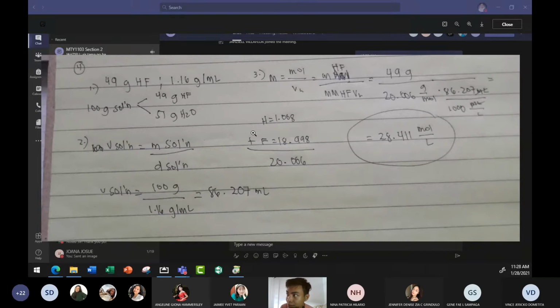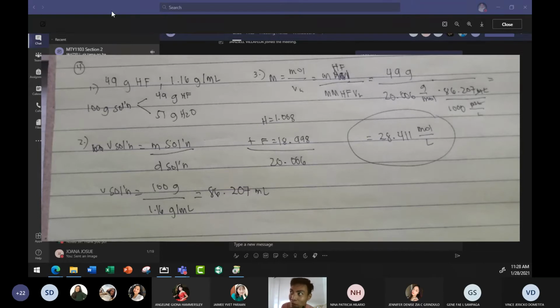Okay. You solve for the molar mass, and then this is the calculation for molarity. So molarity equals mole per volume in liters. Then we plug in the mass, 49 grams, the molar mass, which is 20 point something grams per mole, times the volume of the solution converted in liters. So that will be 86 point something divided by 1000 ml per liter. And then the final answer will be 28.6 something mole per liter. Okay?